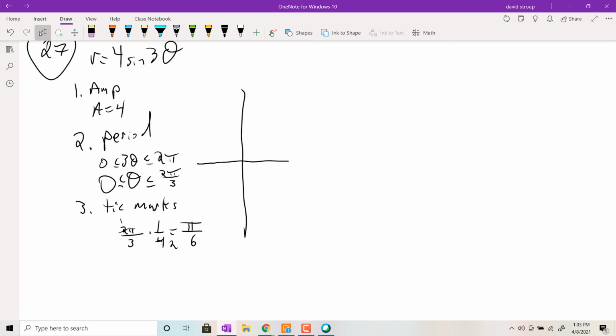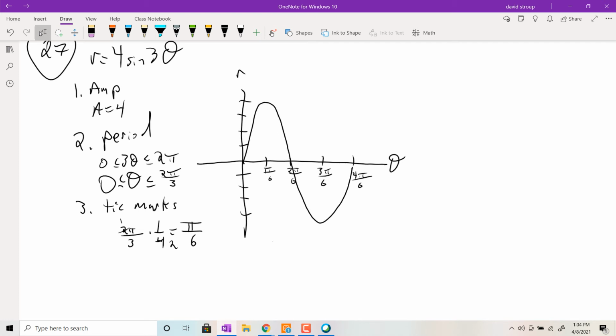I go over to my theta r plane, and I have 1, 2, 3, 4, 1, 2, 3, 4, going by pi over 6s. And sine starts at 0, and then zips back up, and then back down, and then back up. Let's see if I need any extra ones. 5, 6, 7, 8, 9, 10, 11, 12 pi over 6, because I usually just go to 2 pi. 12 pi over 6 is the same as 2 pi.